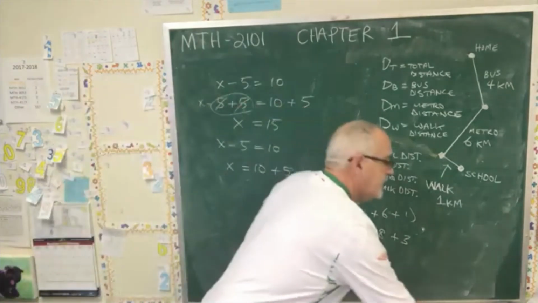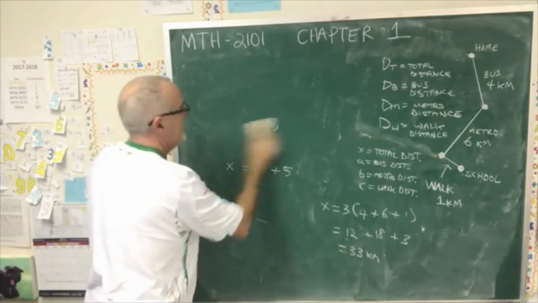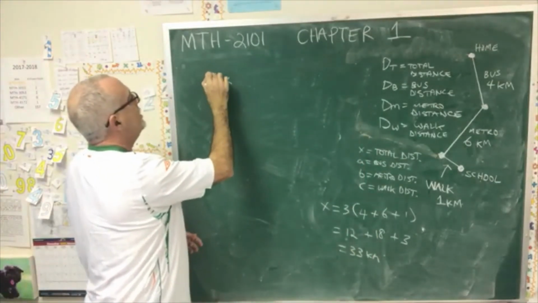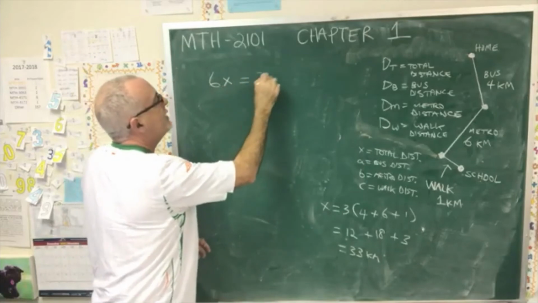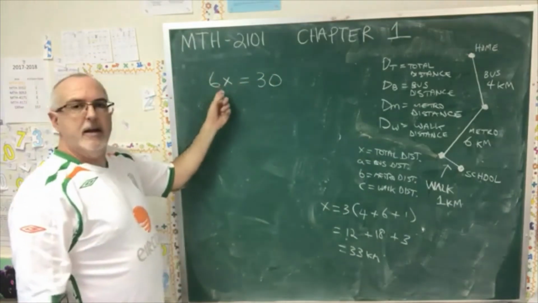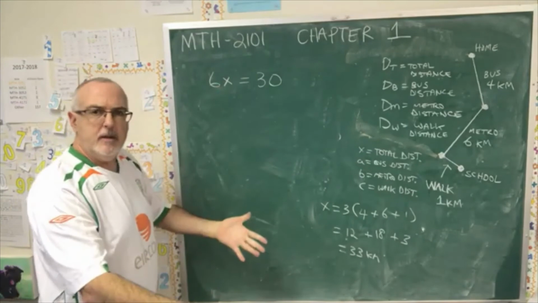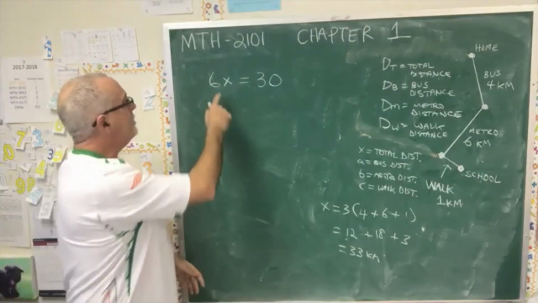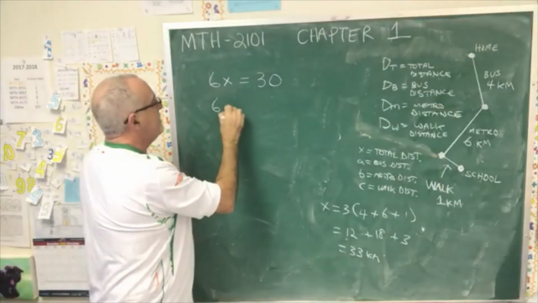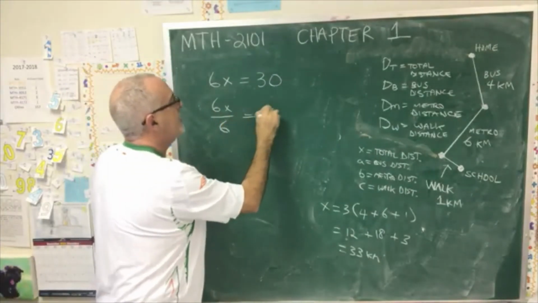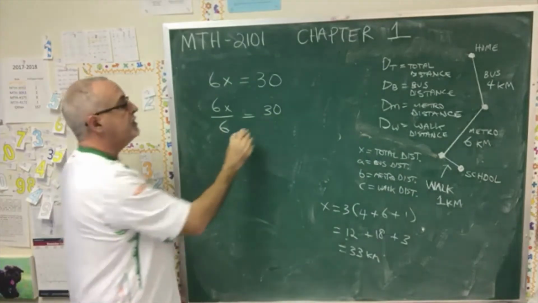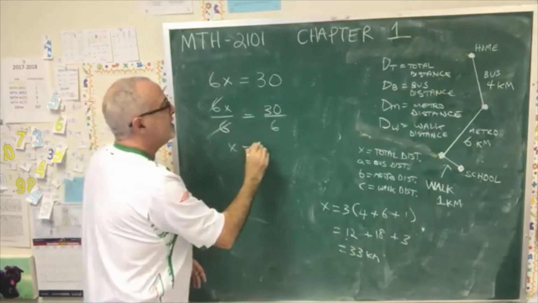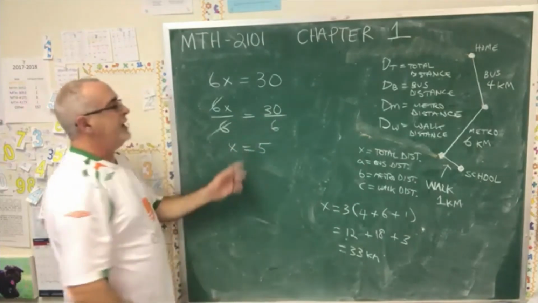What about division and multiplication, though? If my x is being multiplied by a 6, and I want to get rid of that 6, I have to do the opposite. The opposite of addition was subtraction. The opposite of subtraction is addition. The opposite of multiplication is division. I'm going to divide the 6x by a 6 so that I can cancel, but I have to divide both sides by a 6. These cancel. X is equal to 30 divided by 6, which is 5.